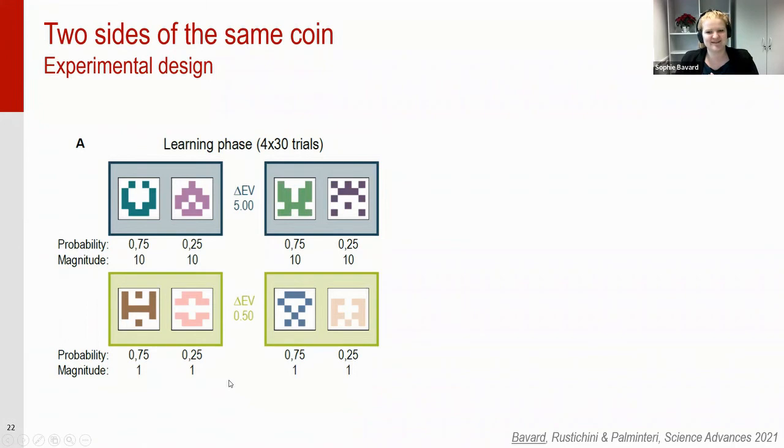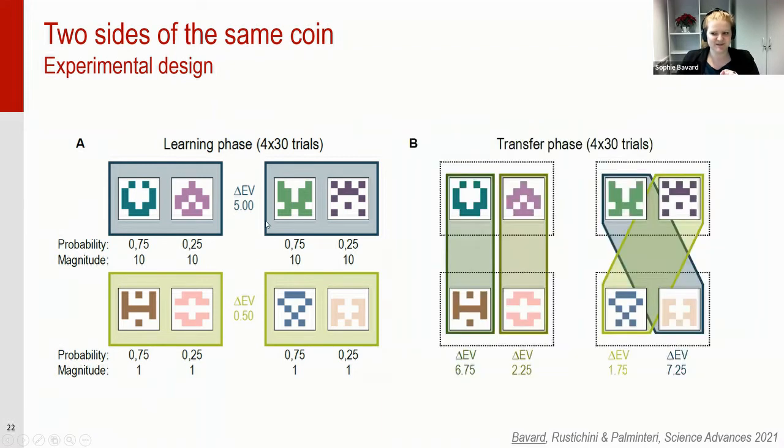Then in the transfer phase, instead of comparing all possible combinations of symbols, we actually reshaped the context so that we would directly compare the 2 best options of 10 points and 1 point, the 2 worst options of 10 points and 1 point, the best option of 10 points versus the worst option of 1 point. And more interestingly, the worst option of 10 points and the best option of 1 point.